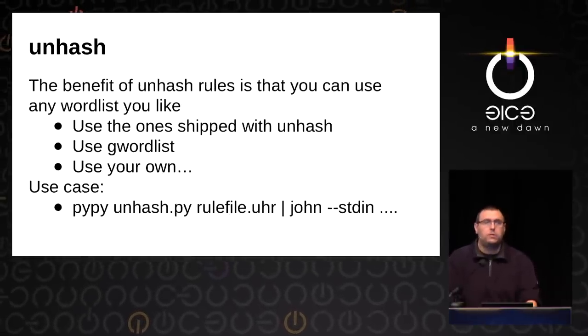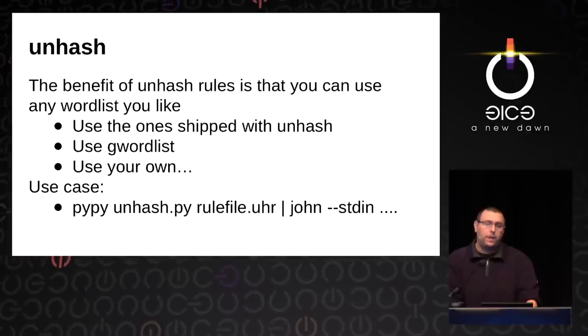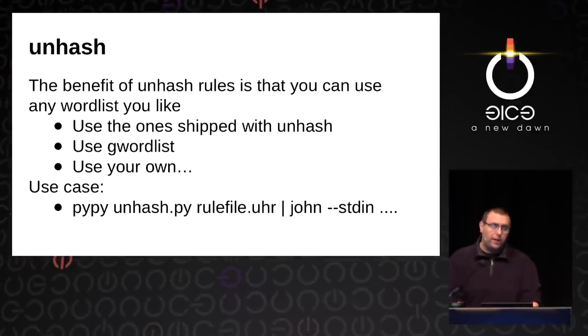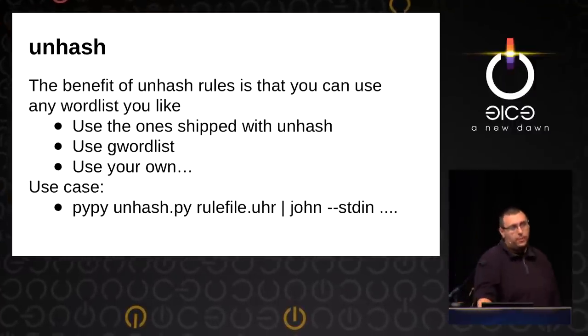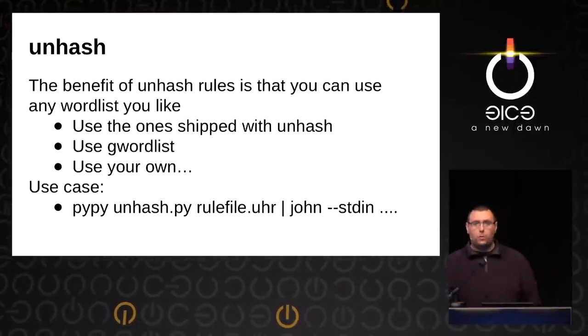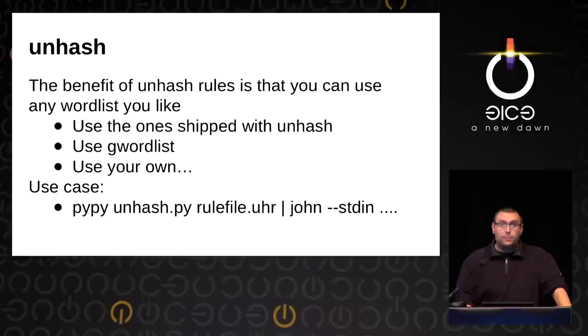The benefit of unhash rules is that you can use any word list you like. You have ones that are shipped with unhash that are generated by data mining on the 33 million password set. You can use Gword list to create additional passwords that are made by scraping some keywords from Google, or you can use your own. I suggest you combine the first two methods, scraping results from Google with Gword list and using the ones that are shipped with unhash. The use case here is pretty simple.